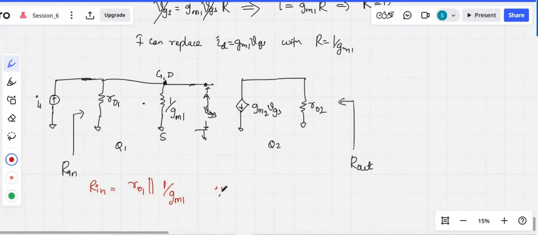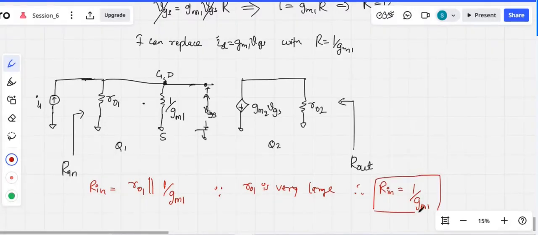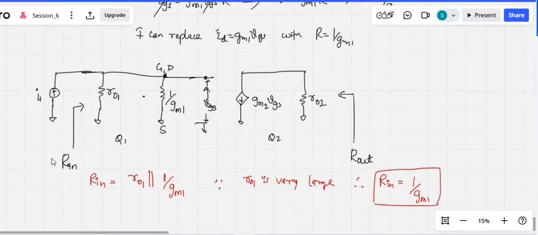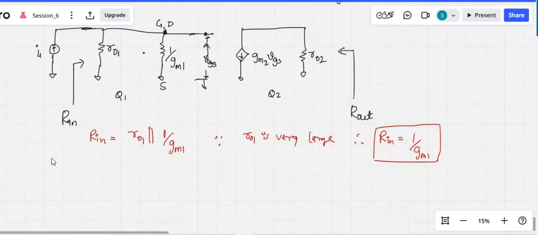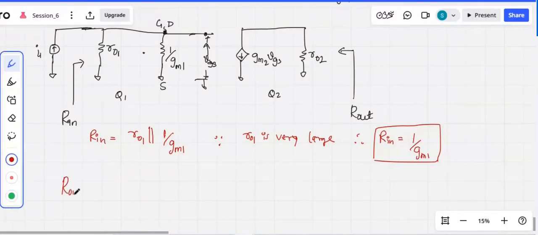And now, because RO1 is very large, Rin is equal to just 1 over GM1. So this is very, very important. Later, when we try to visualize the amplifiers, you'll come to know what the input and output resistance should be, and their relevance. But right now, this is the input resistance of the current source which we generated through the principle of current mirroring. Now on the same line, what is my R out?